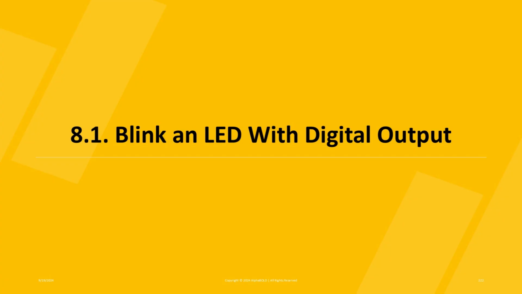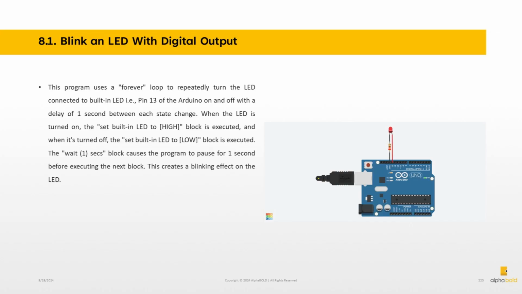Blink an LED with digital output. This program uses a forever loop to repeatedly turn the LED connected to built-in LED, i.e., pin 13 of the Arduino, on and off with a delay of 1 second between each state change. When the LED is turned on, the set built-in LED to high block is executed, and when it's turned off, the set built-in LED to low block is executed. The wait 1 secs block causes the program to pause for 1 second before executing the next block. This creates a blinking effect on the LED.